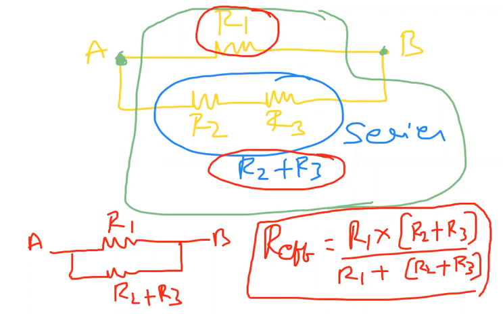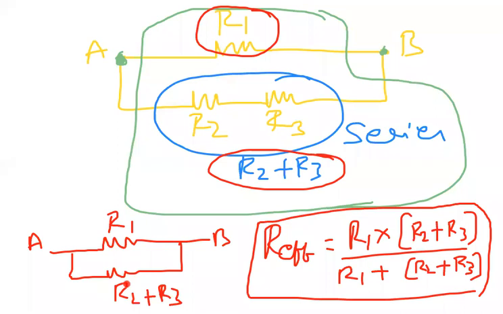We are taking R2 plus R3 as a single resistance value, and R1 also as a single resistance value. Then these two are in parallel. Suppose R1 is RA and this is RB, then R effective is RA into RB by RA plus RB. Like that I can write here. I hope this topic is clear till here.